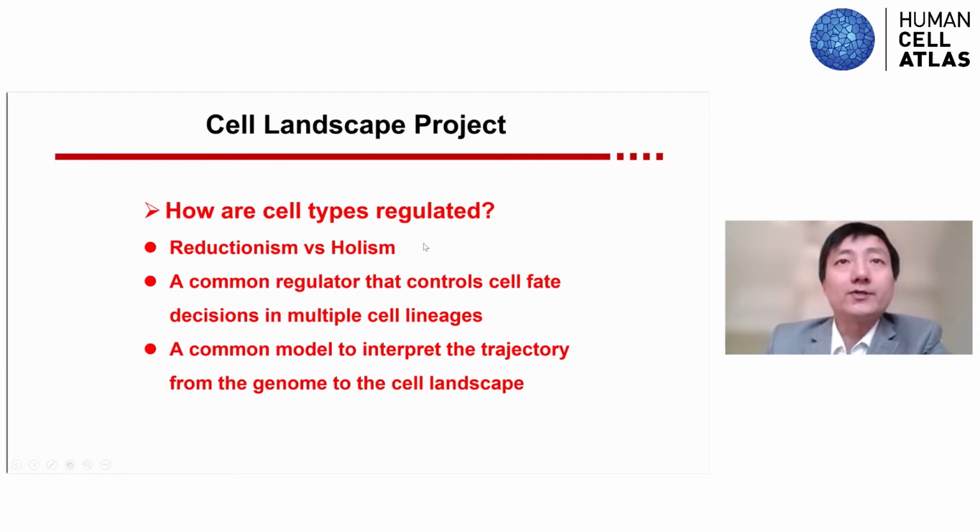To answer the second question, how are cell types regulated? My lab is divided into two small groups, and we try to answer the question in two ways. One group tries to find whether there is any common regulator that controls cell fate decisions in multiple cell lineages, and the other group takes a holism approach, and they hope to generate a common model to interpret the trajectory from the genome to the cell landscape.